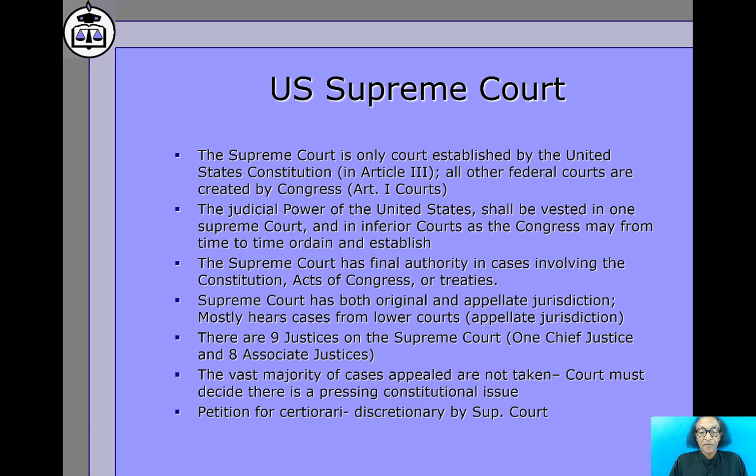So the vast majority of cases come to the Supreme Court by way of an appeal or by a petition for certiorari. Today there are 9 justices on the Supreme Court and 1 Chief Justice. And the vast majority of cases are actually resolved at the Court of Appeals level, which means that I would say 99% of all federal appeals cases are resolved in the 13 federal appeals courts.